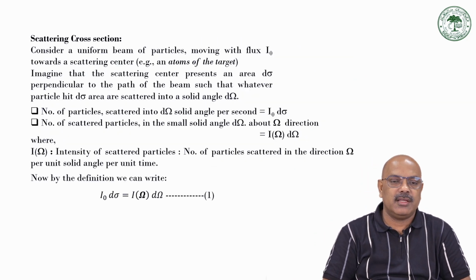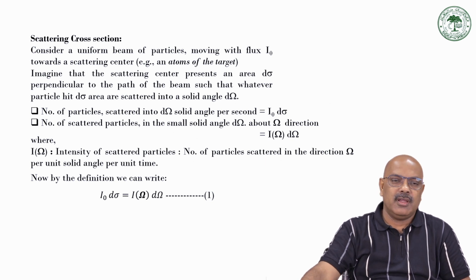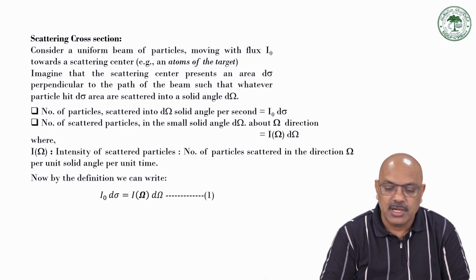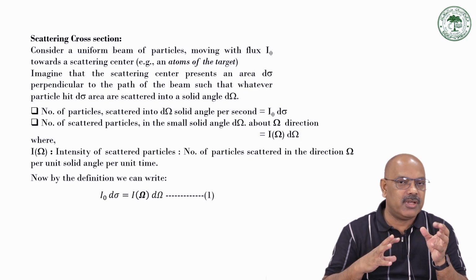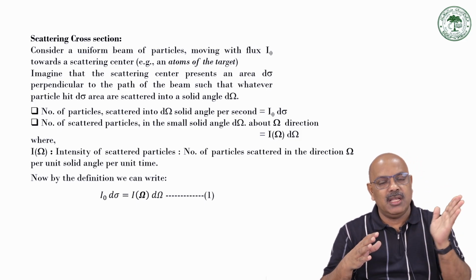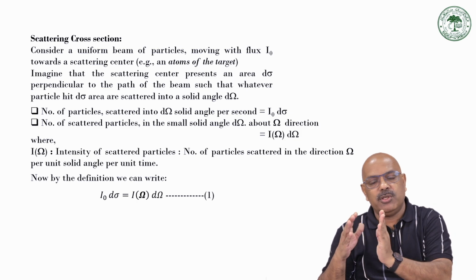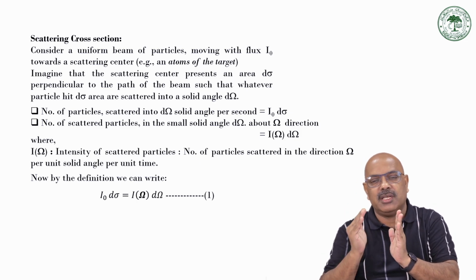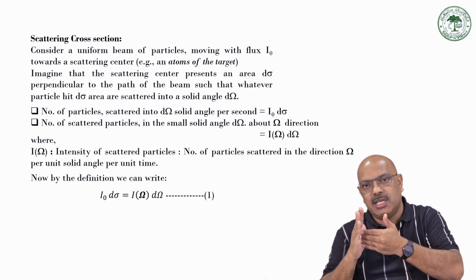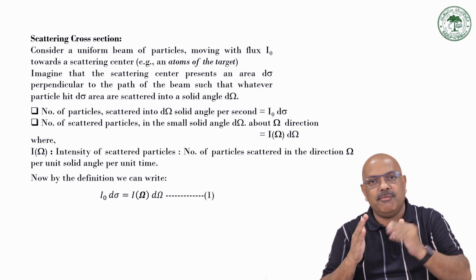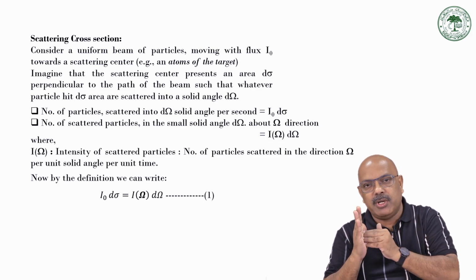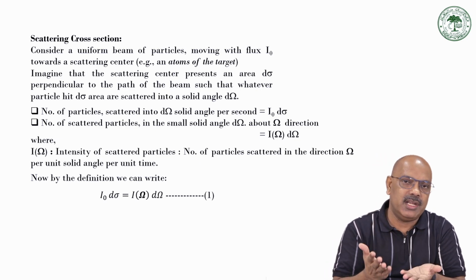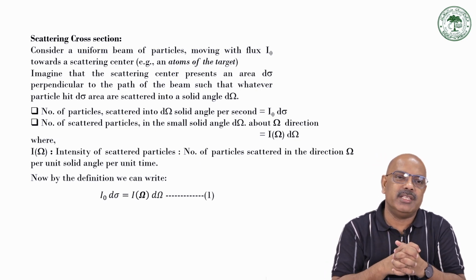Okay. And then the important thing we can define is the scattering cross section. Intensity was the initial flux, the number of projectile particles coming towards the force center. If you consider some cross section perpendicular to this, then the number of particles going through this perpendicular area per unit time per unit area gives you the intensity or the flux of the incident beam.